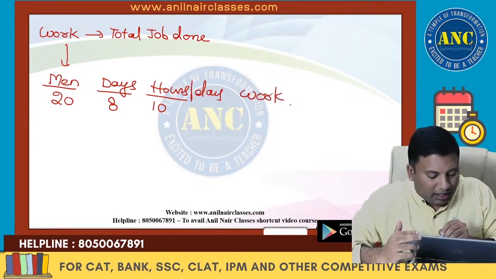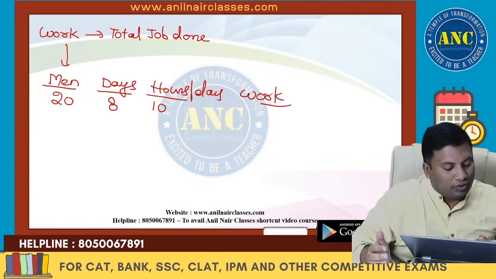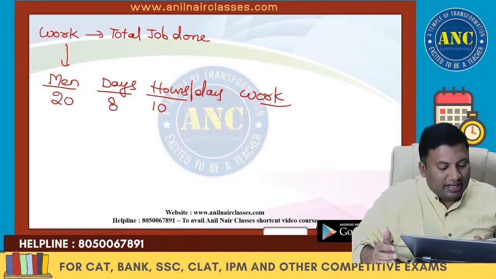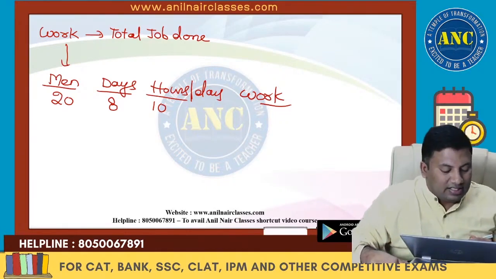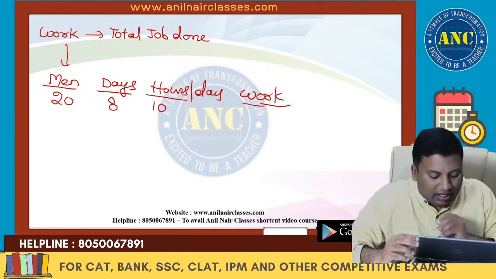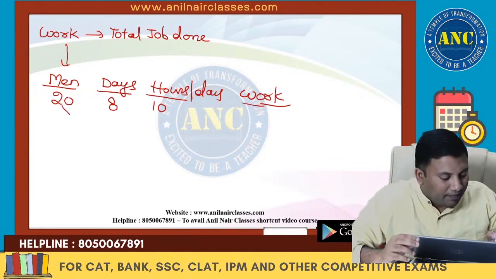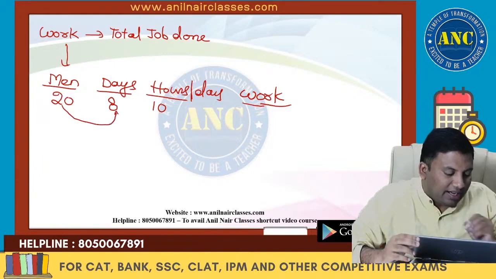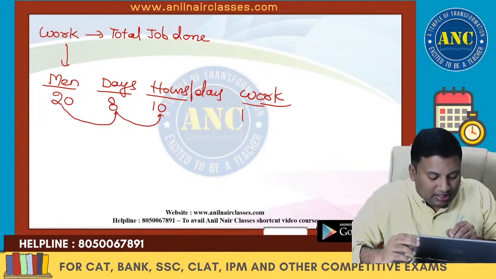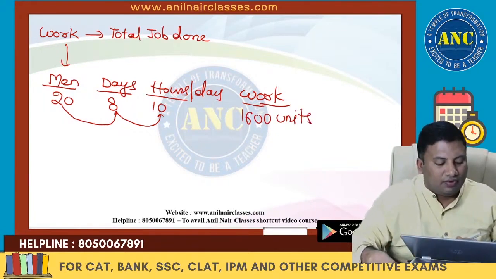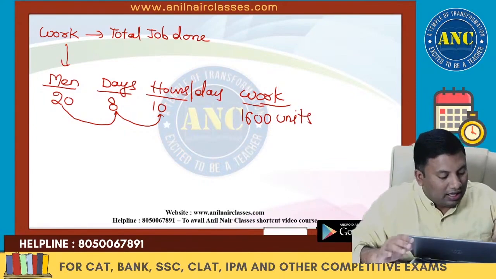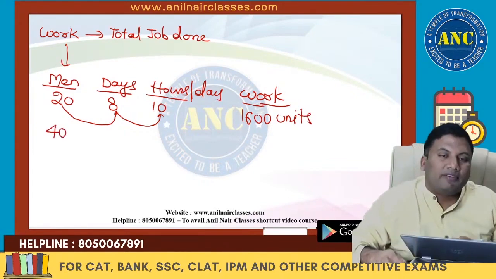Total 20 men are being assigned to do a job. Every day they will work for 10 hours a day, and the total days they will do it is 8. So what is the total work done? 20 men work for 8 days, that is 160, and per day it is 10 hours. So it is nothing but 1600 units of work they will do. Yes or no?